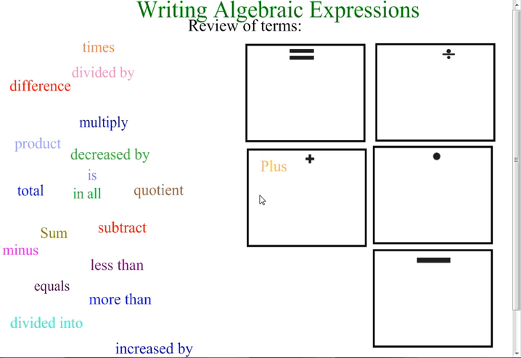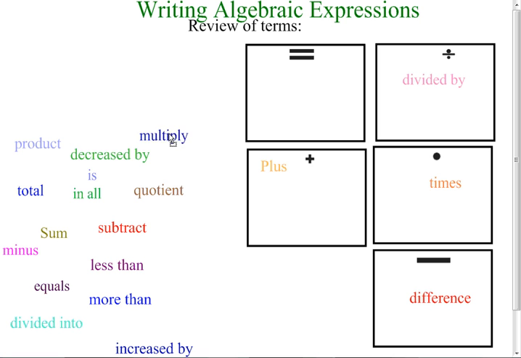Where does times go? Where does times go, Evan? It's a dot, right? This means multiply. Now, divide and divided by is always tricky, but at least I know which operation it goes to. Where does it go? Divide. That one. Do you know what difference is? Subtraction. Okay, multiply is pretty obvious. That goes under the times.